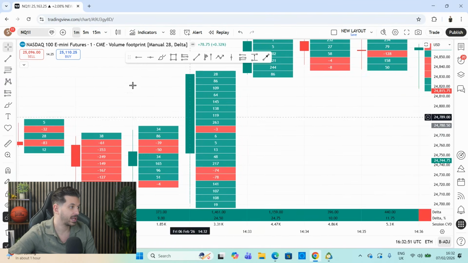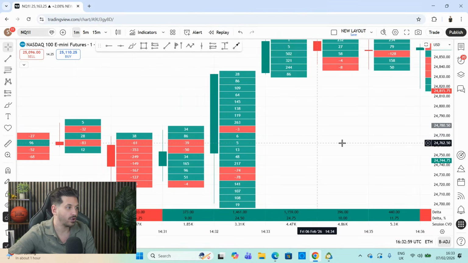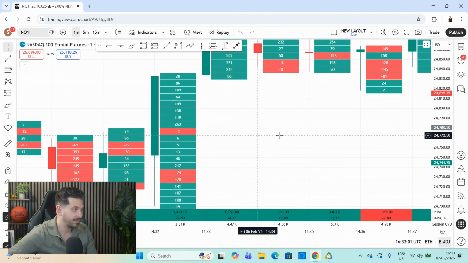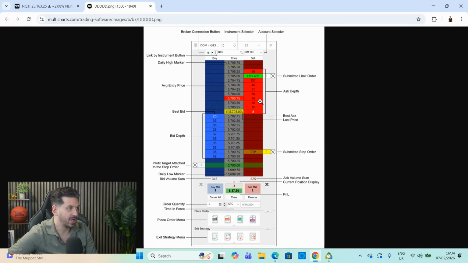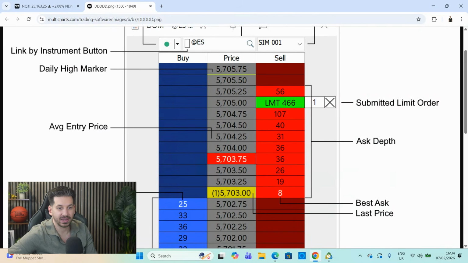Now, those are market orders, and they appear on the footprint. But the other side of the order doesn't appear, so the passive people. Now, if you know about the DOM, the depth of market, the order book, here's the depth of market. This is a nice little graphic I saw online of it. And if we zoom in, what you're actually seeing here is really simple.